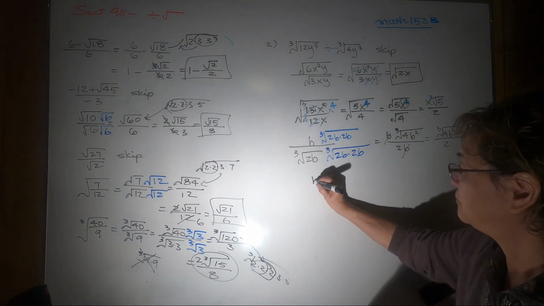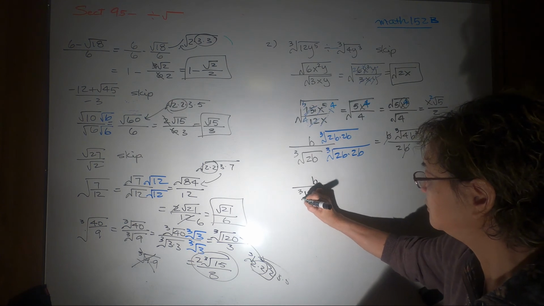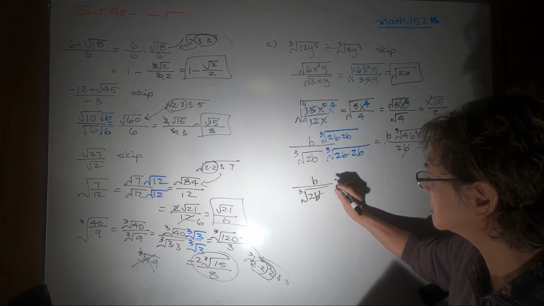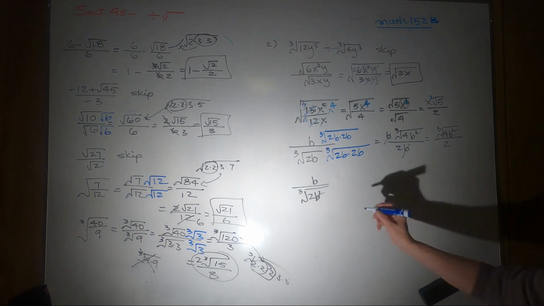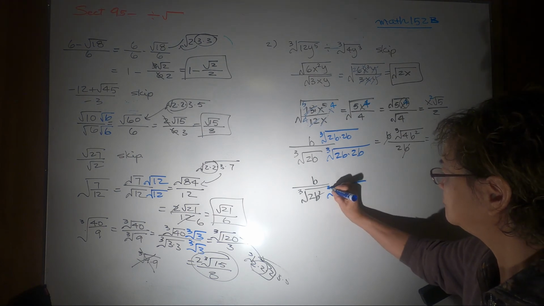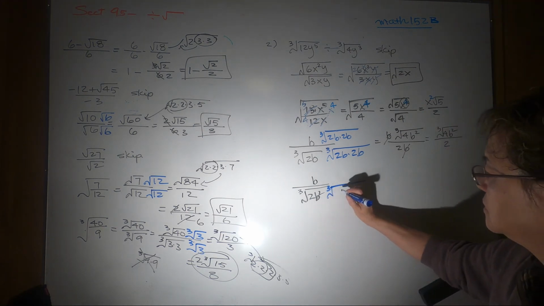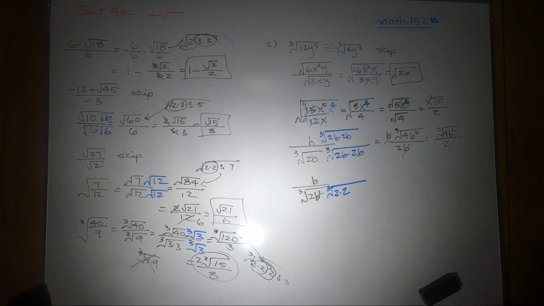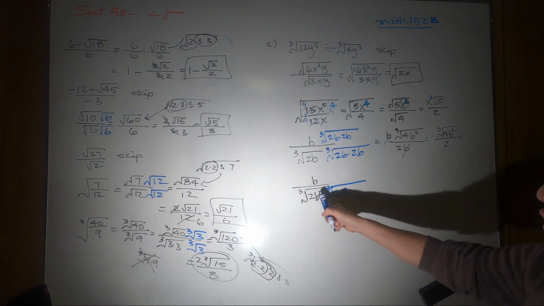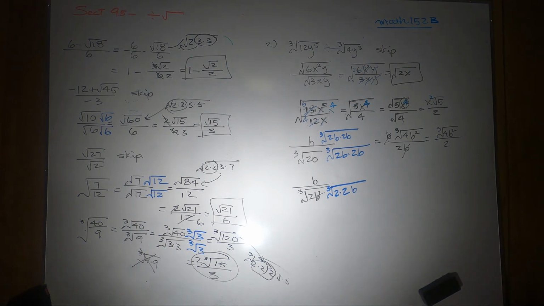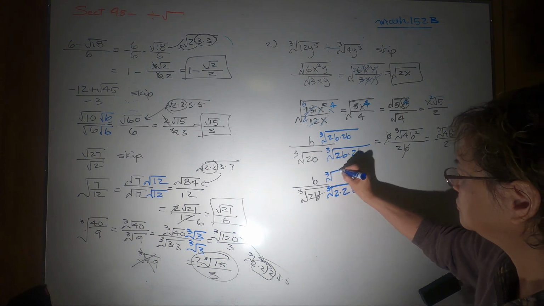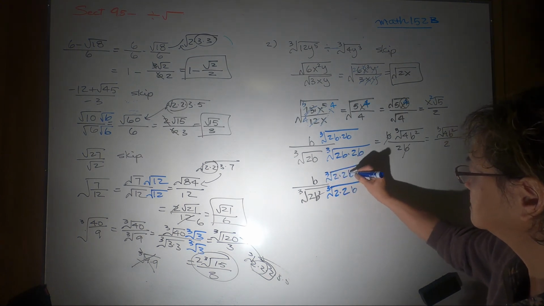If you have b over cube root of 2b squared, what do you think? How to rationalize it? You will do what? Cube root, right? For the 2, you need 2 more. But the b, you already have b squared, so you only need 1 more here, right? Because what we want to do is a triplet right now.